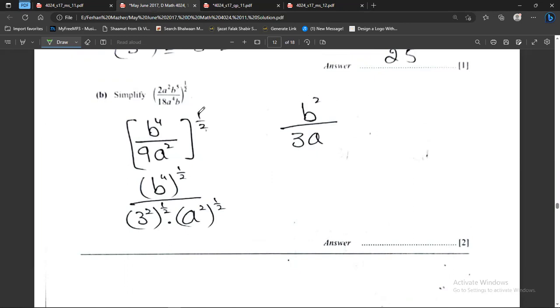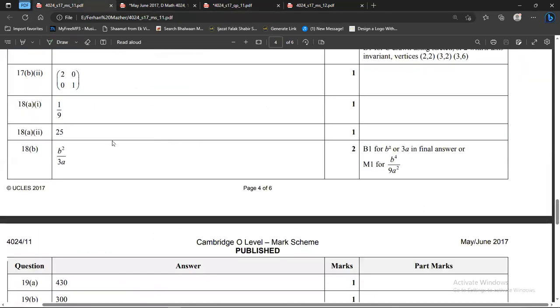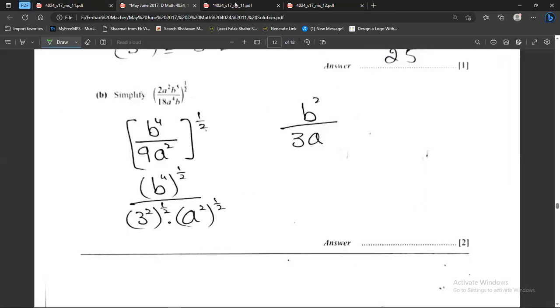So give this power to all of them individually. So b raised to power 4 raised to power 1 by 2, so you will have b square only. So 3 square into 1 raised to power 1 by 2, so it will become 3 only, and this will become also a only. So the final answer will be b square divided by 3a. Yeah, that is right.